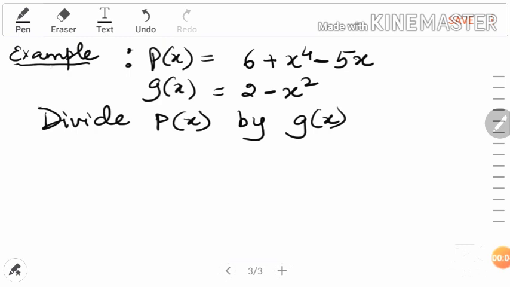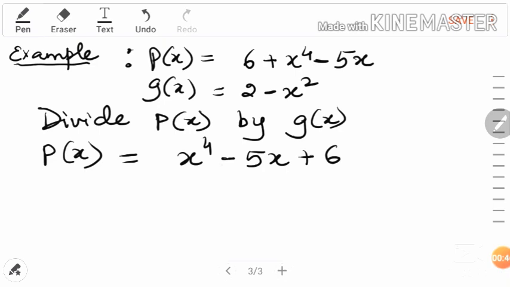Let us now try another example to understand this process better. Divide p of x by g of x. The first step, remember, is to write the polynomials in their standard form, starting with the term with the highest power. So we will rearrange the terms and rewrite p of x. Highest power is 4, so x to the power 4 minus 5x plus 6.